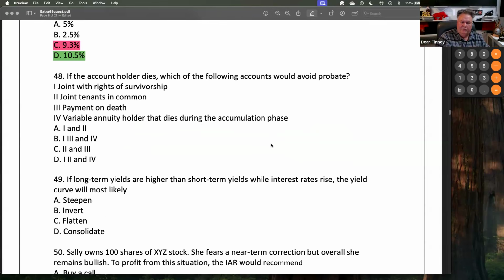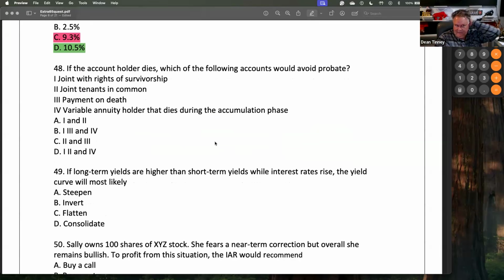If the account holder dies, which of the long accounts would avoid probate? I like this one. This is a good one.